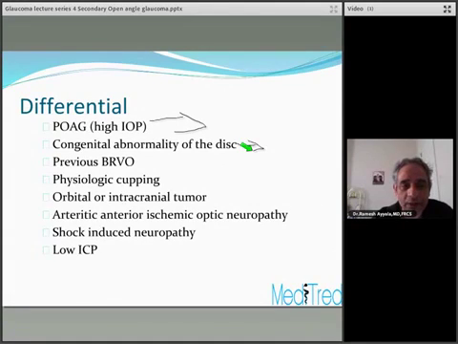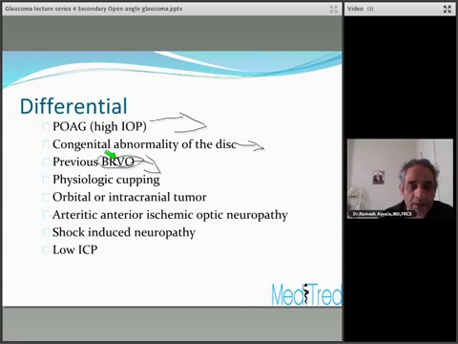Previous branch retinal vein occlusion patients can progress to some degree of optic nerve changes in that quadrant and vision field loss hugging the horizontal midline. So careful examination of the vasculature should be able to distinguish this from normal tension glaucoma.